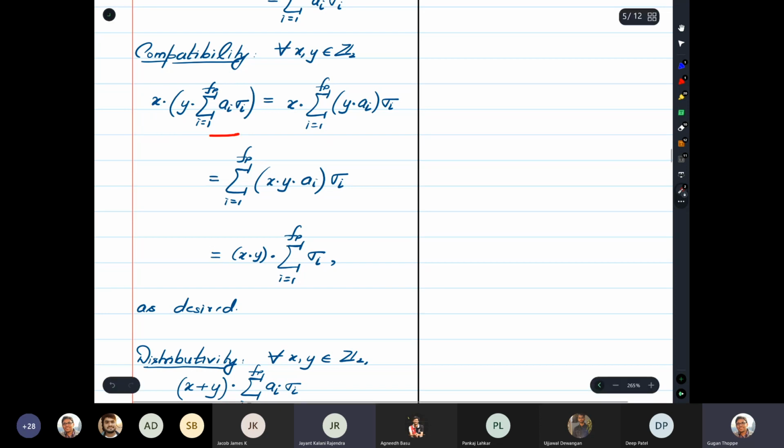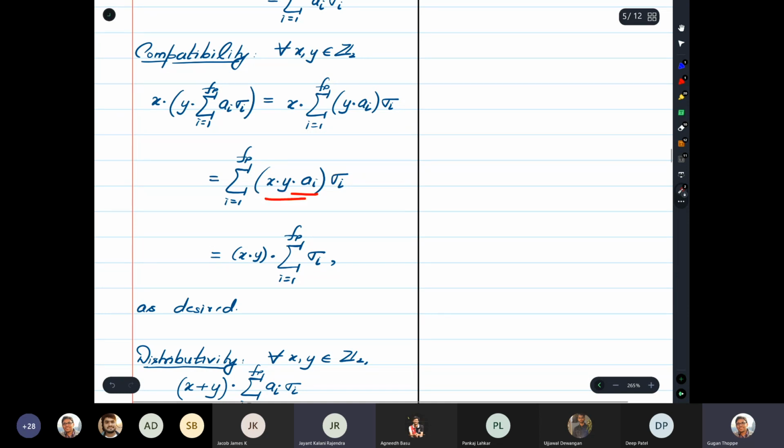Okay, so let's try and do this. y dot this, I hope you agree, is summation i equals 1 to fp of y dot ai sigma i. This is from the definition of the scalar multiplication operation. And now whatever is this p chain, I'm going to multiply it with x. So we end up with x dot (y dot ai) sigma i.